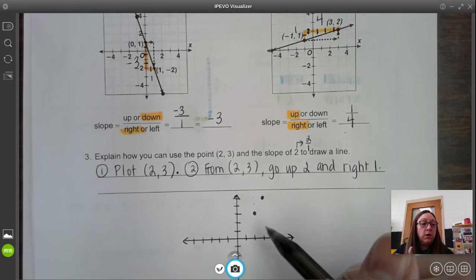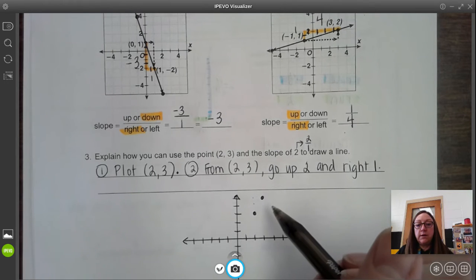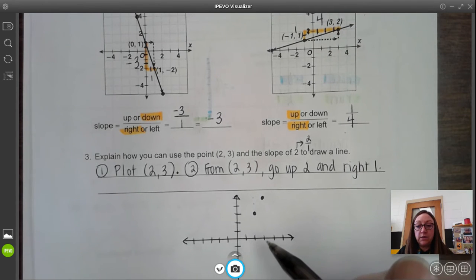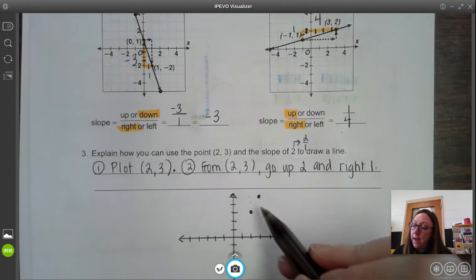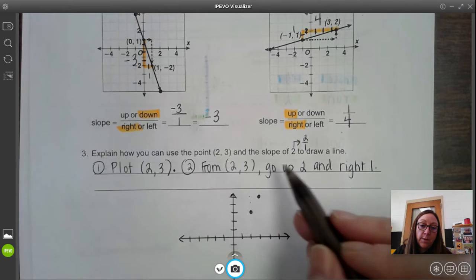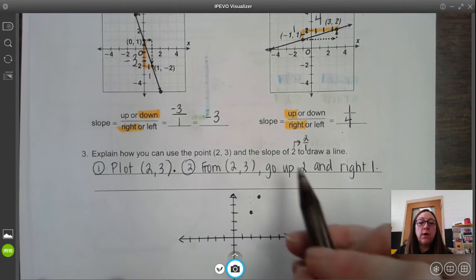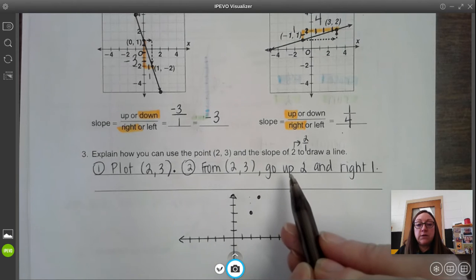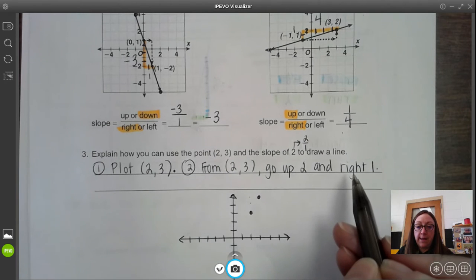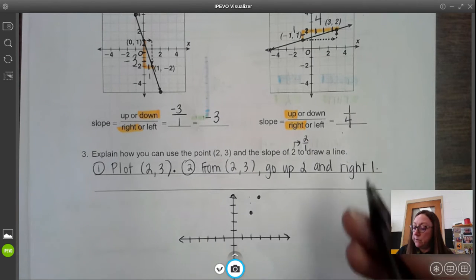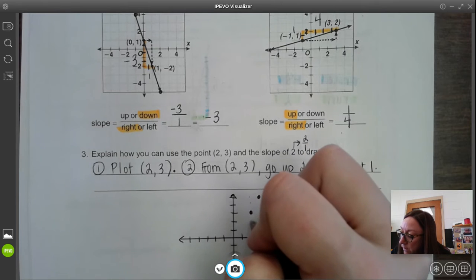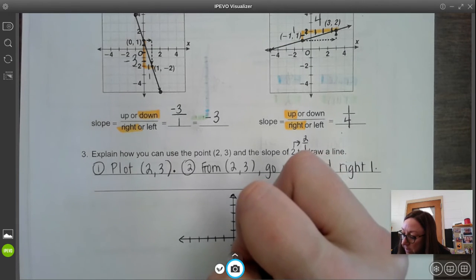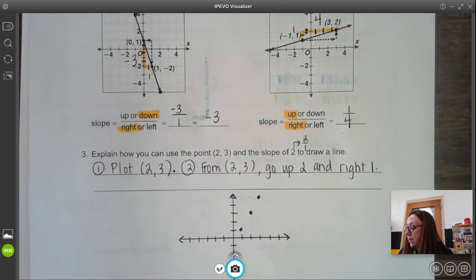Okay, now you can just connect these with a straight edge. I always say that you should have 3 points on the graph before you can draw a line through them. So on this graph, I can't go up 2 and over 1 anymore. So I'm going to do the opposite. What's the opposite of going up and right? It's going down and left. So I could also go down 2 and left 1 from my original point, down 2 and left 1, and that will also be a point on the line.